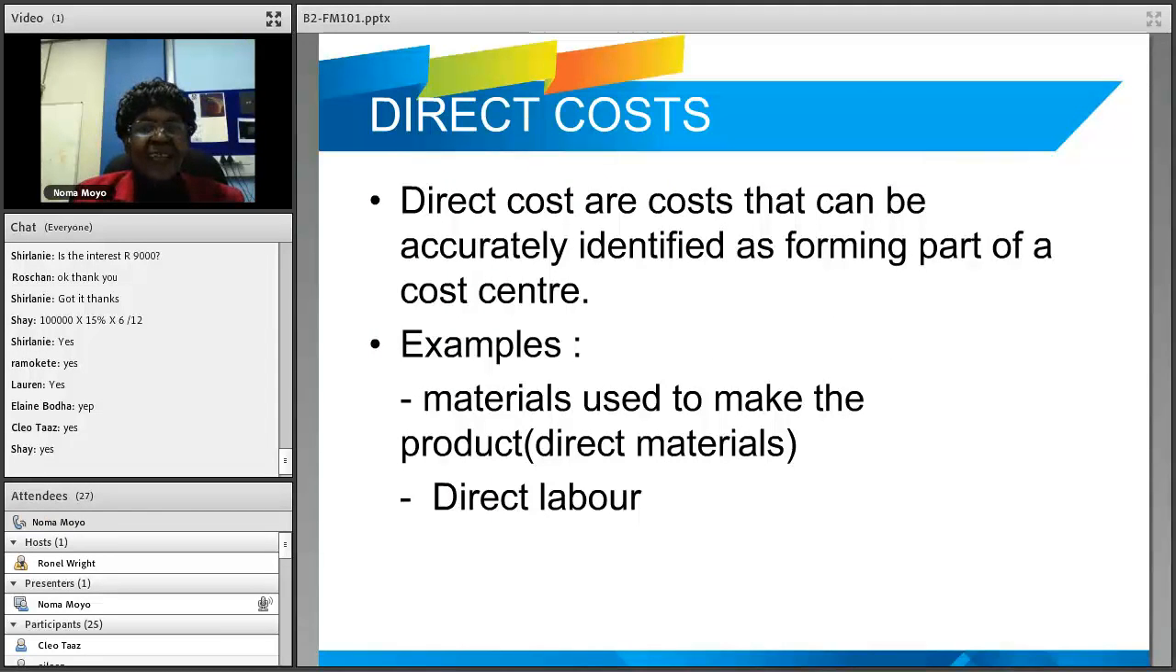That is a cost. Direct costs. Direct costs are costs that can be accurately identified as forming part of the cost center. For instance, in the water bottle that I showed you, the plastic that is there and the paper that is there is the direct cost, because we can trace it to the final product. Examples, materials used to make the product. Those are called direct material. Direct labor is the people that are actually holding the product and coming up with the product.